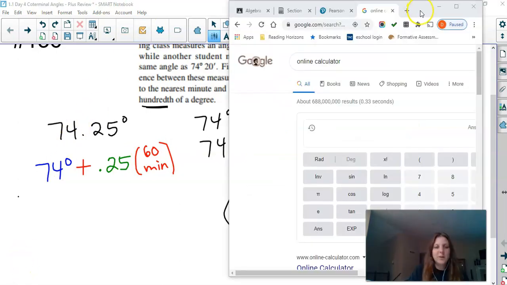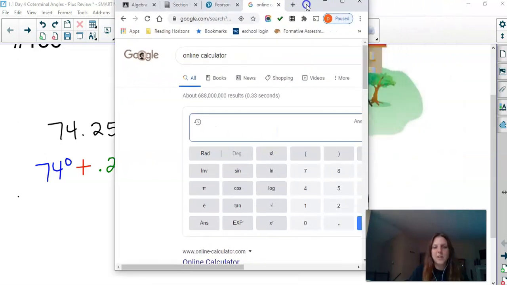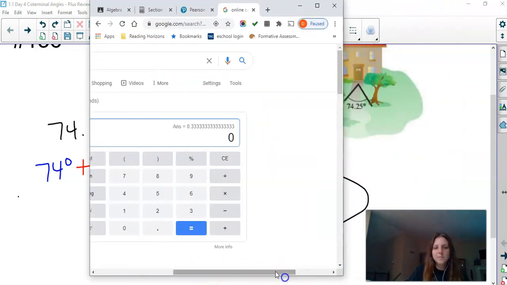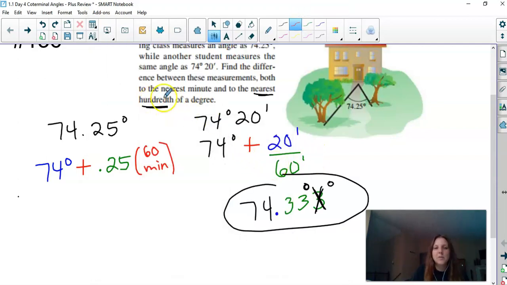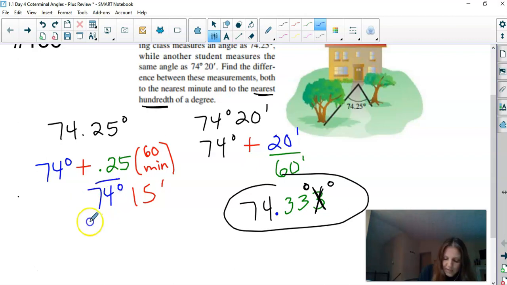So I have my calculator here, and I'm going to type in 0.25 times 60 to figure out how many minutes I'm dealing with here. And you'll see that I have 15 minutes with no decimals, so that means 15 minutes exactly. If this was 15 and like a 0.8 or point something, that would mean you have seconds. But this example even says to the nearest minute. So this would be 15 minutes. Okay, so what you have then is 74 degrees and 15 minutes.